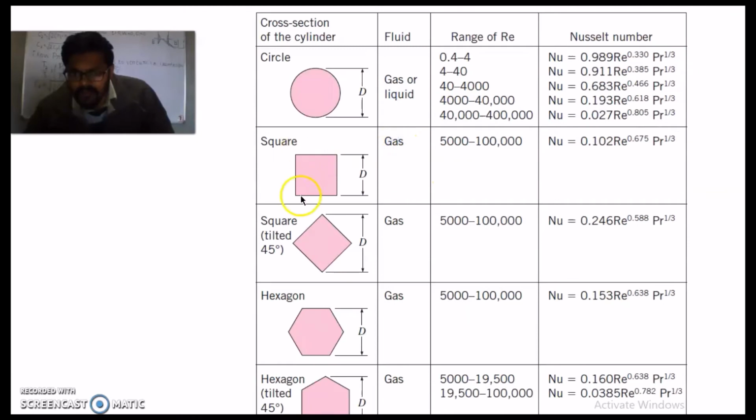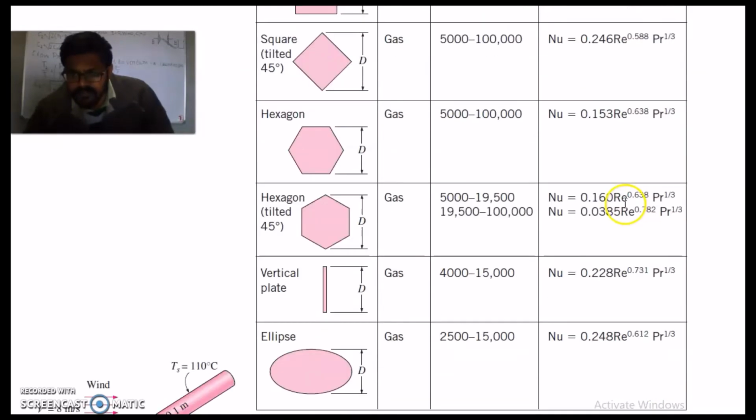For gas, for a square type of cylinder, this is the Nusselt number. These are the powers of Reynolds and Prandtl number. You can see the Prandtl number power in almost all cases is 1 by 3. So these coefficients C and m change for different shape cylinders and are given here.